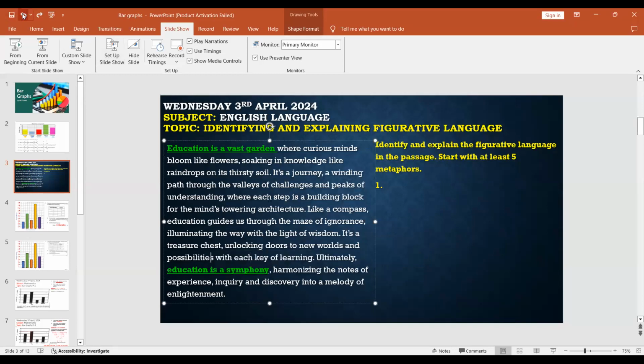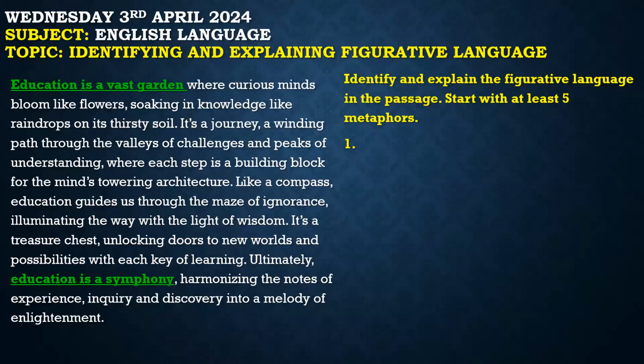So, by the way, please write this down. Again, please write this down. This is not here for pretty. So we have education is a vast garden. That's one metaphor. We have education as a symphony. What else?